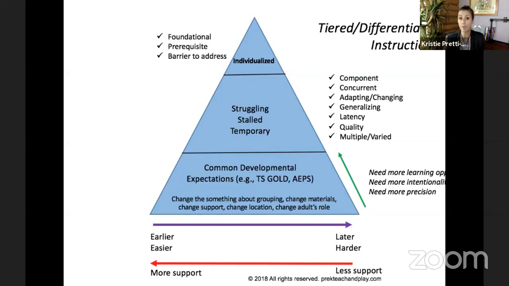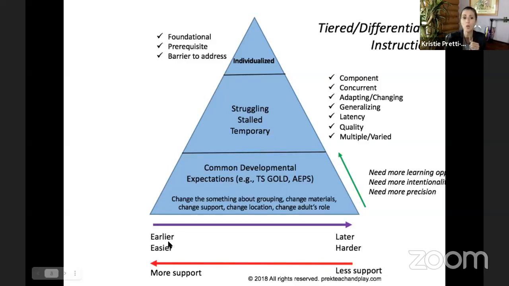So the first barrier to being able to do specially designed instruction in the gen ed classroom is if we are working with standards that are developmentally inappropriate, culturally insensitive or harmful, or irrelevant to the learner. So that's a big challenge right there out of the gate, is to examine the standards and expectations for children at that grade or age level.